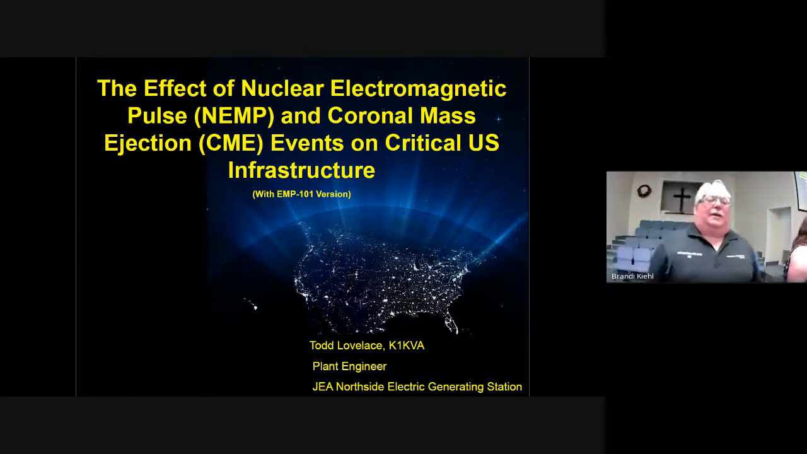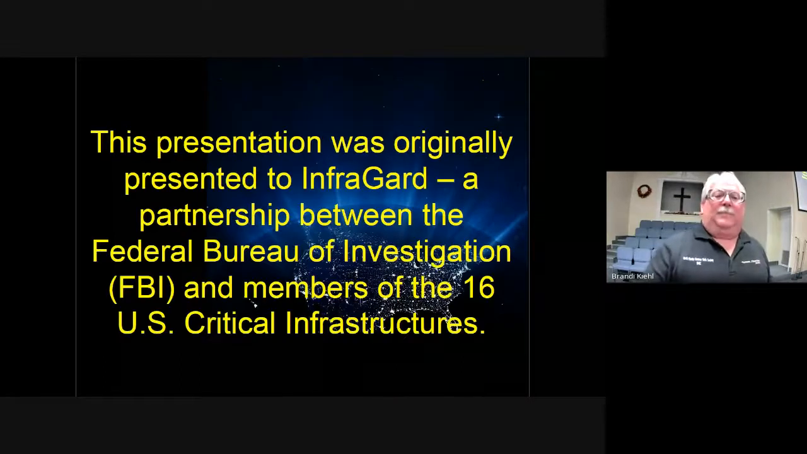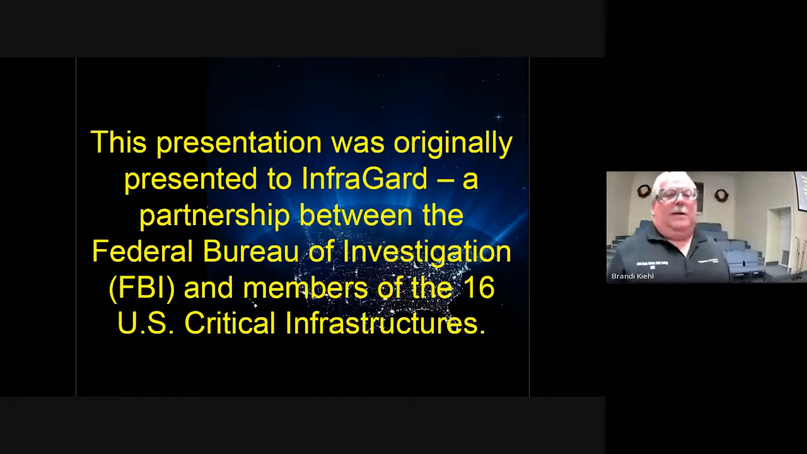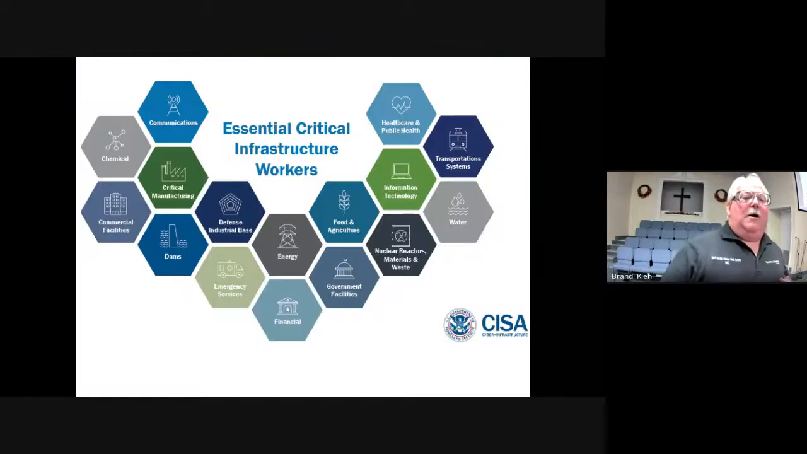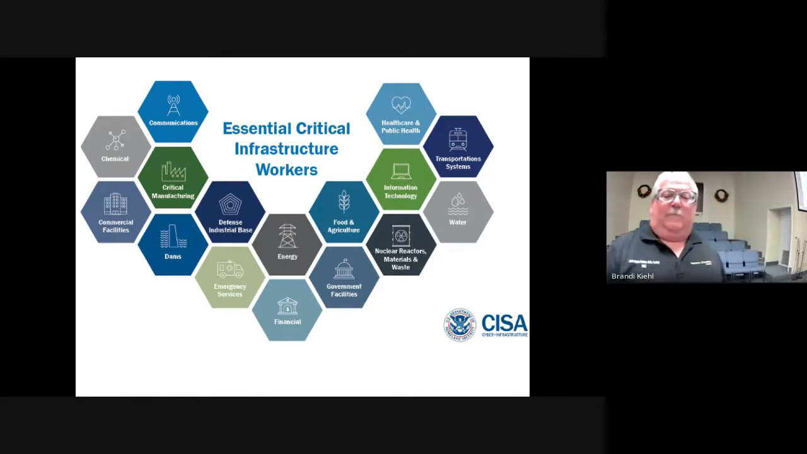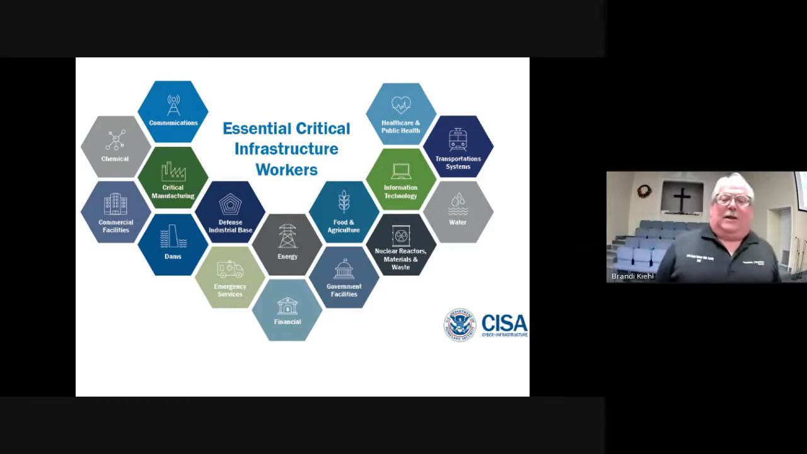The presentation tonight is on nuclear electromagnetic pulse and coronal mass ejection events on critical U.S. infrastructure. The reason I combine the two of those together is there's a lot of similarity. The original presentation was given to InfraGard, which is a partnership between basically the FBI and management types from the 16 critical infrastructures in the United States. All of these things here are critical infrastructures, everything from communications and chemistry and defense and energy, especially energy and water and that type of stuff.